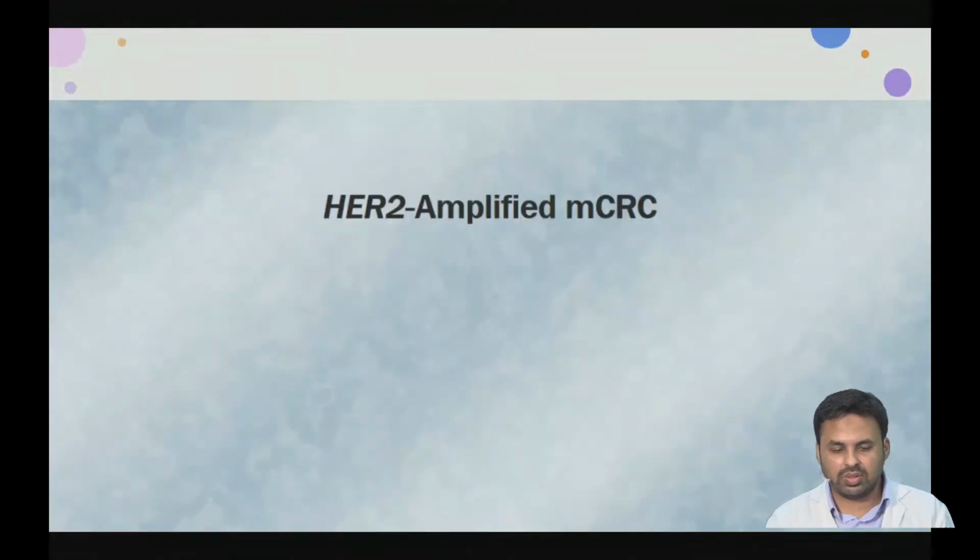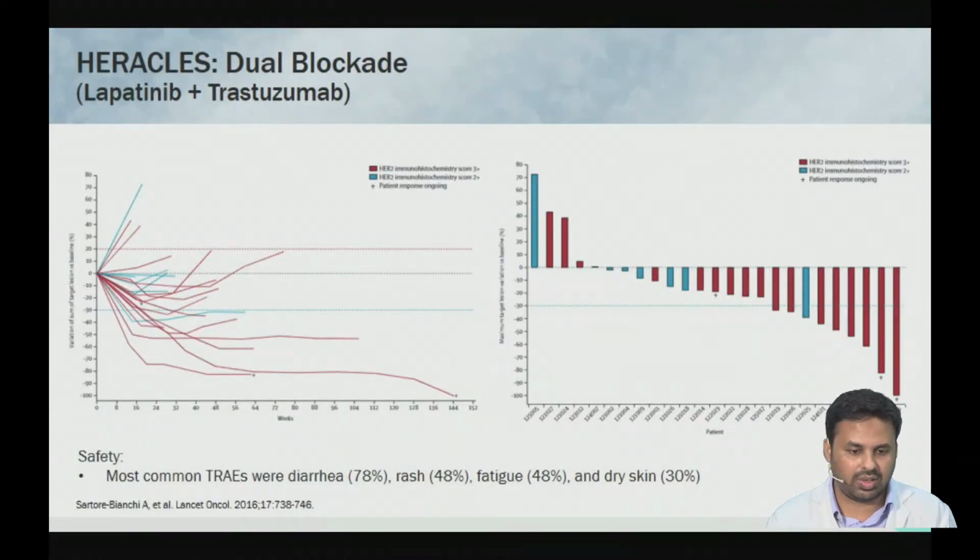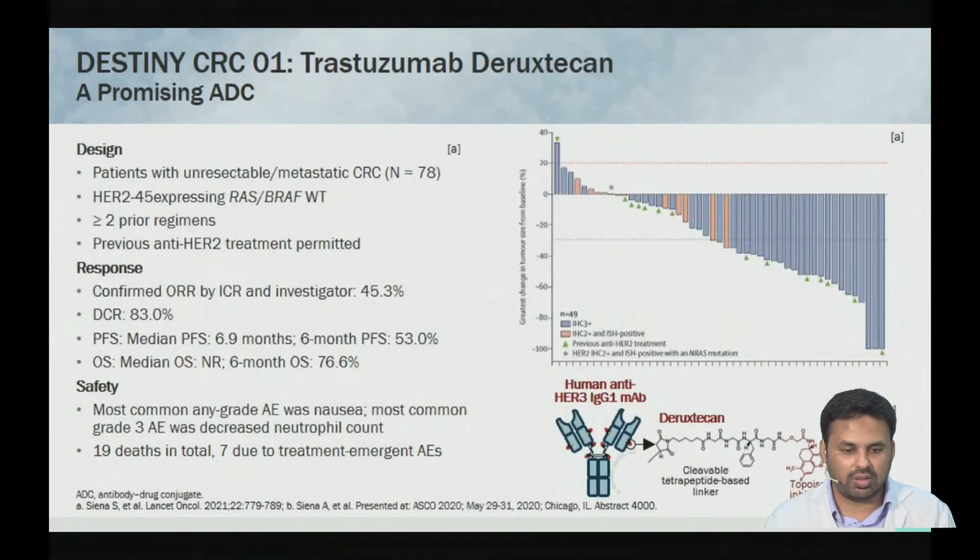So what were the options for the HER2 amplified colorectal cancer? Usually chemotherapy with the anti-HER2 agents doesn't work better in this patient population. So these are some studies with the dual anti-HER2 blockade with lapatinib and trastuzumab, which improved responses. These are some initial phase 1, phase 2 studies which showed responses with the dual HER2 blockade. And also we have got newer agents like antibody drug conjugates such as trastuzumab deruxtecan, which is showing promising efficacy in these HER2 amplified tumors.